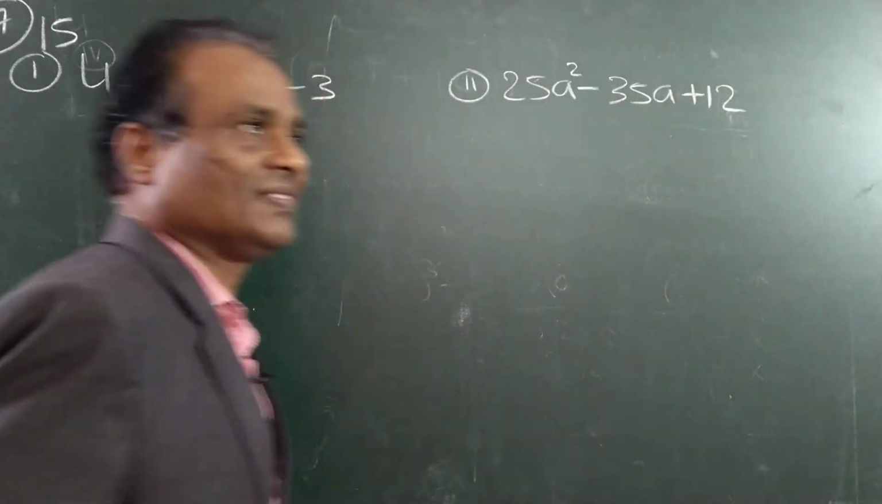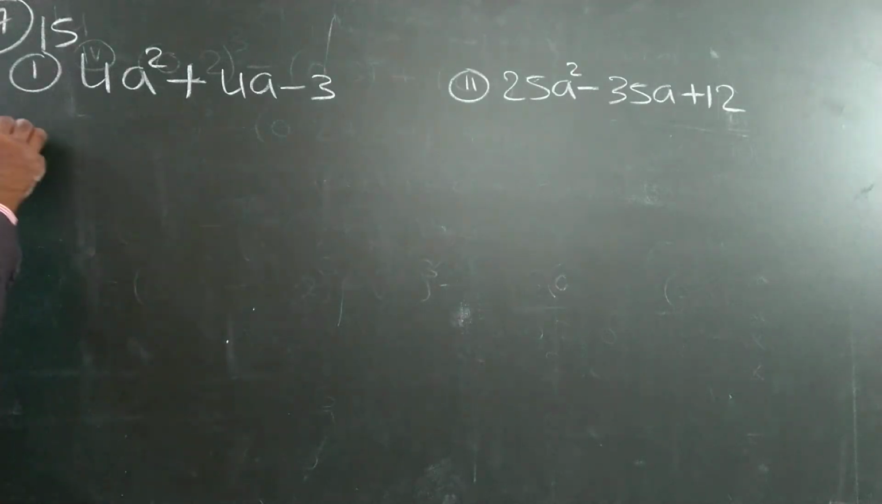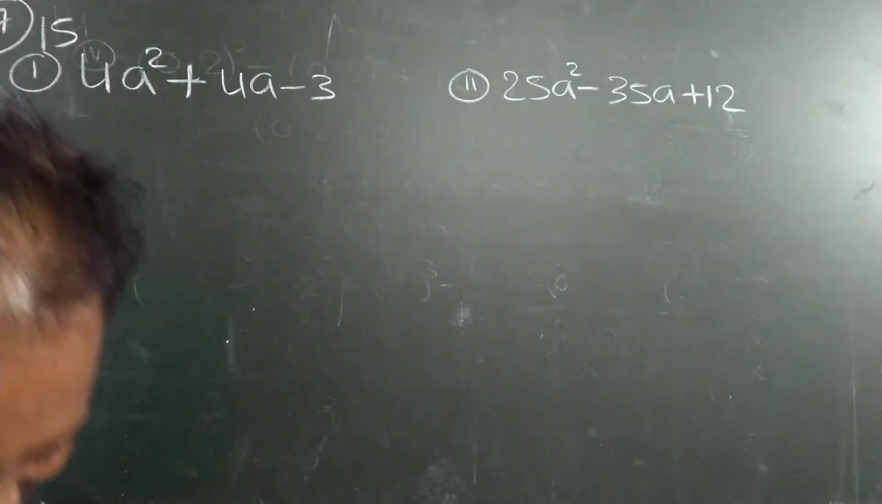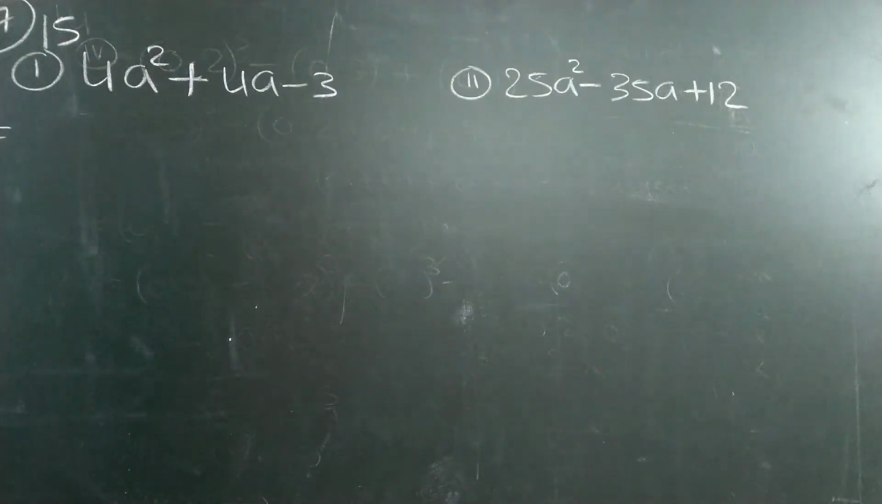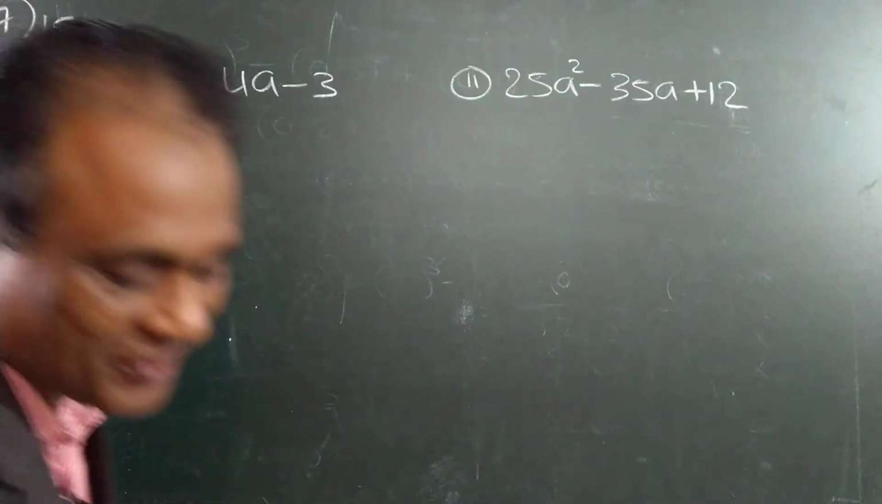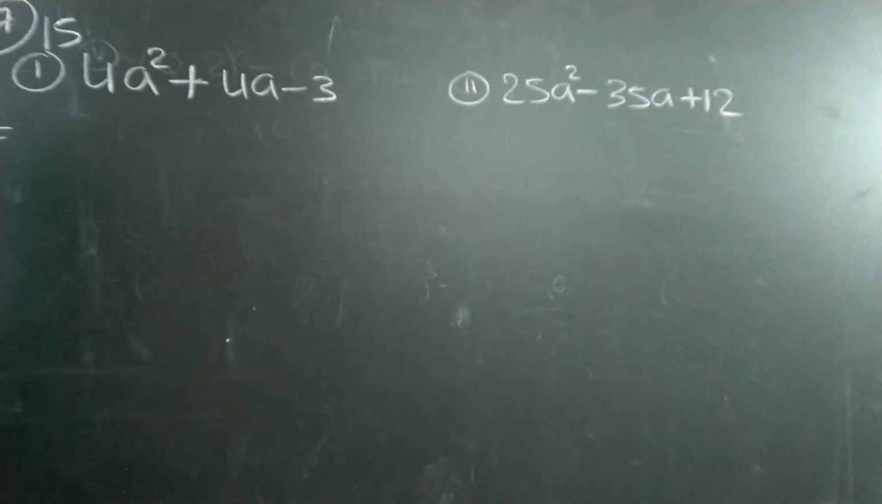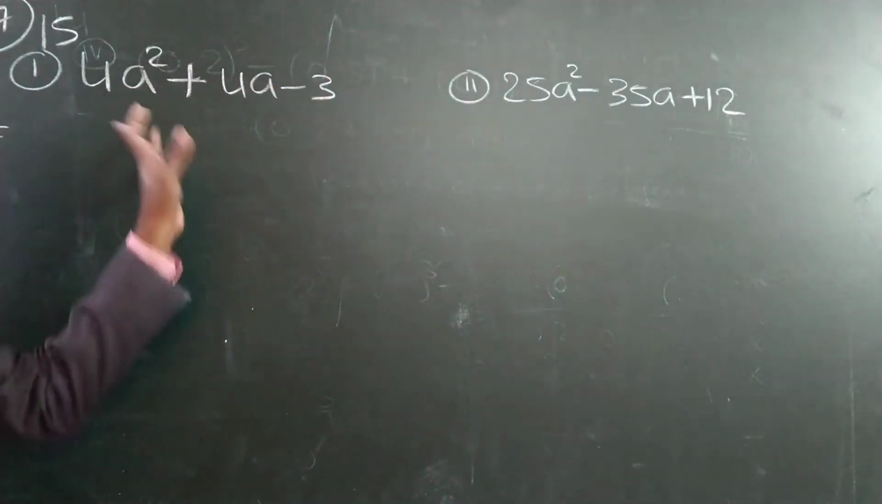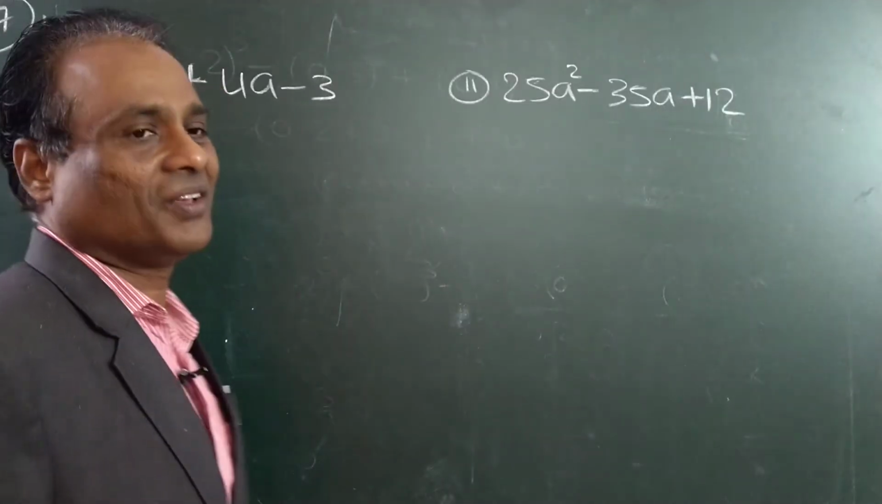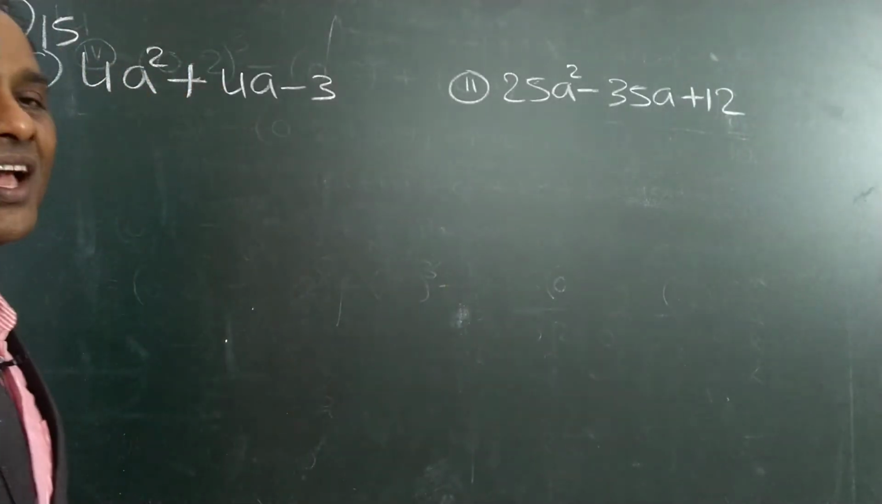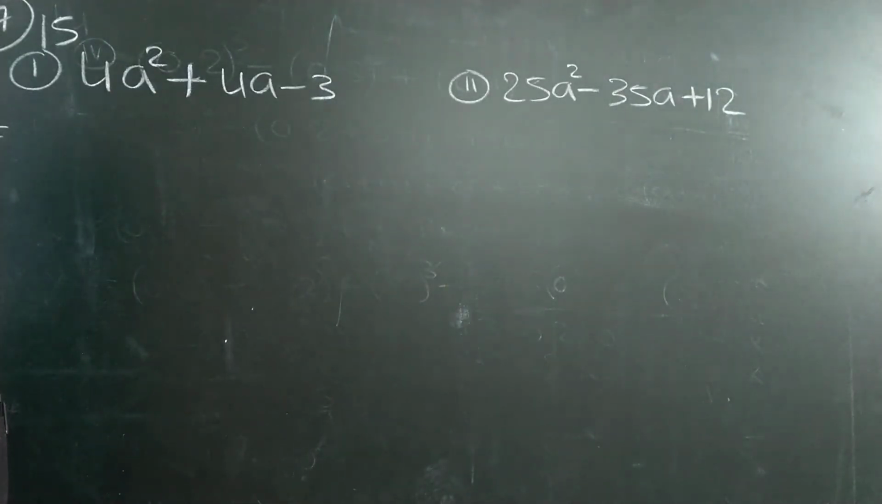See here. We have to factorize this. The question is, give the possible expressions for the length and breadth of the rectangle whose area is given below. So, first let me factorize it, and after that I will explain what the question is. First, factorize this. How to get the factors?